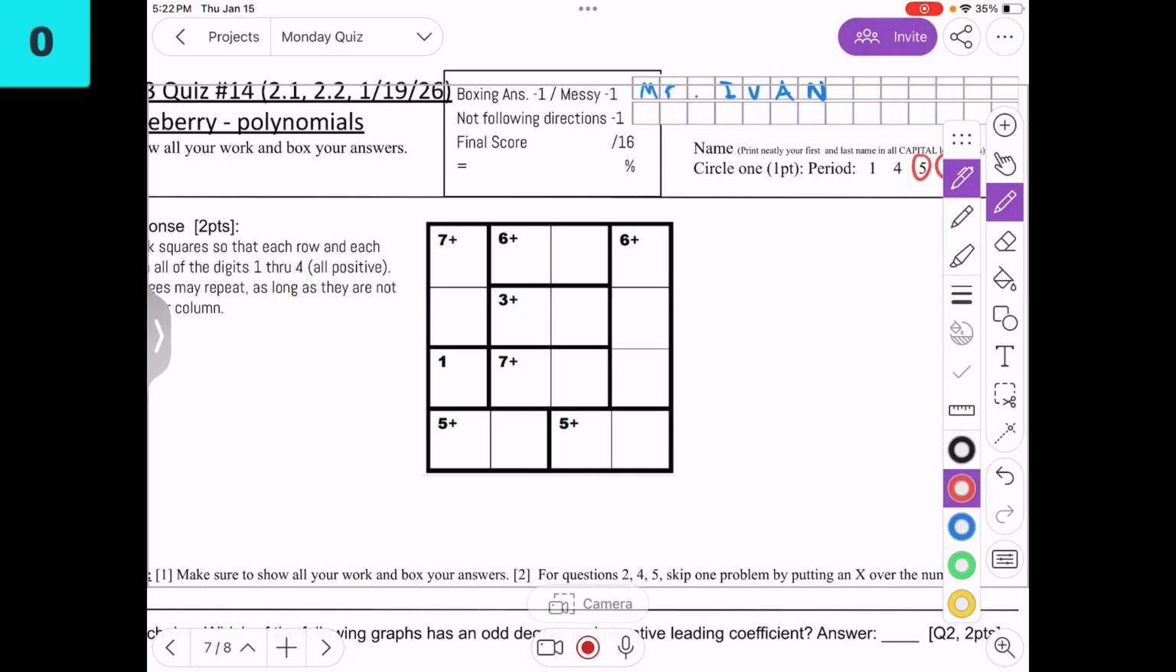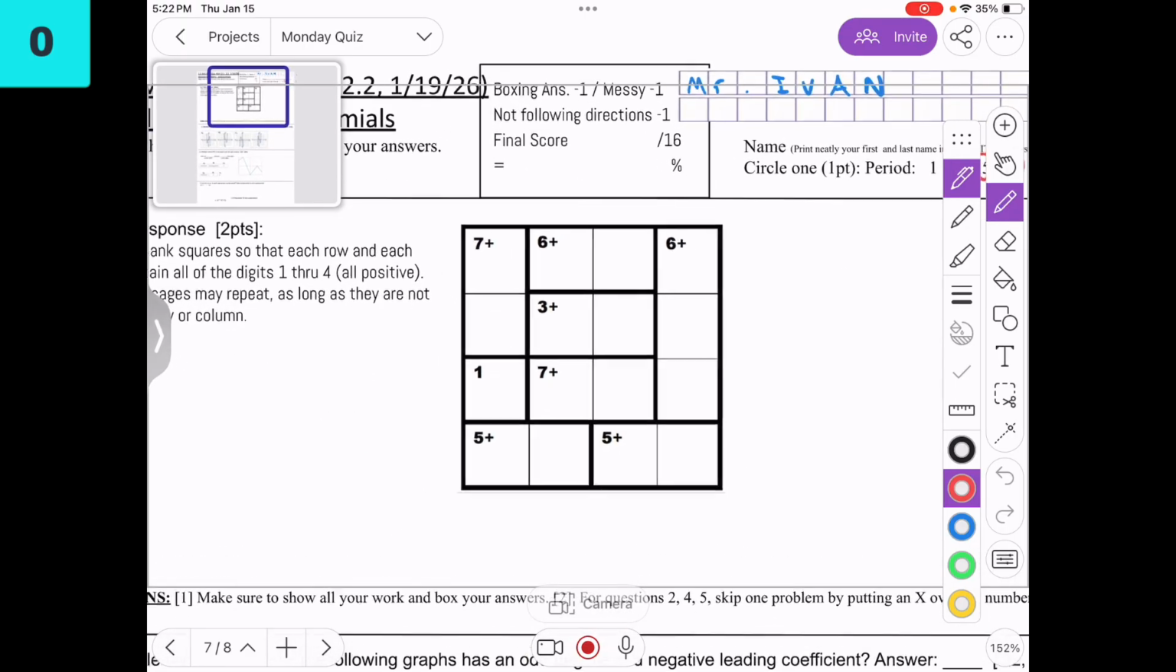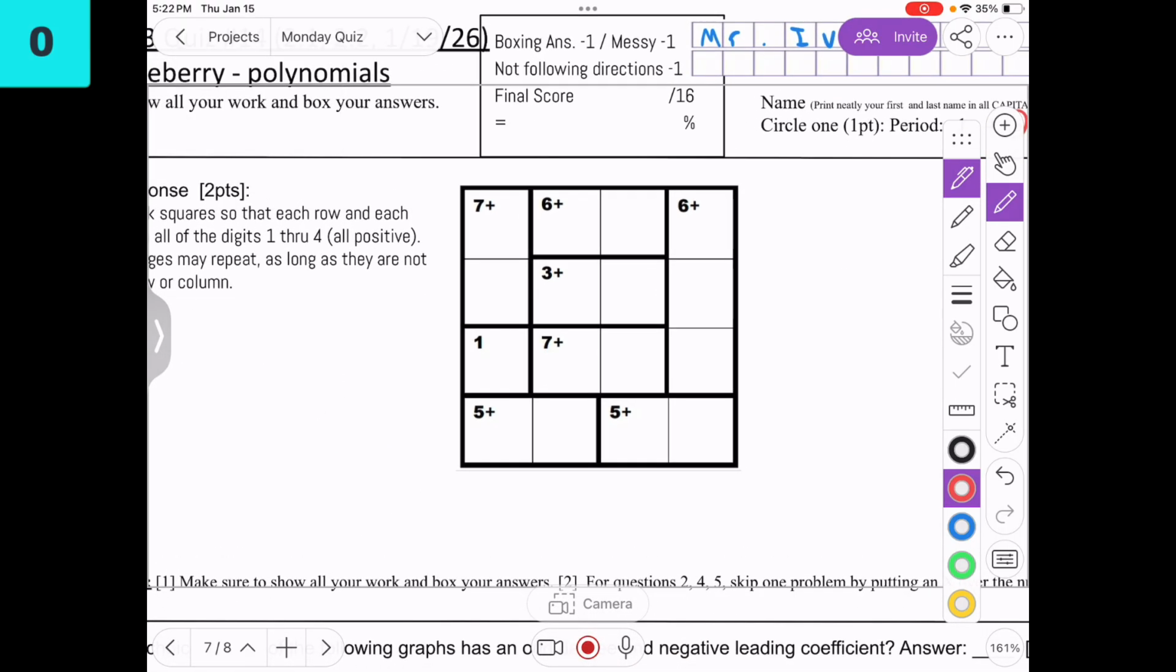Alright, good afternoon class. This is Mr. Ivan and I'm going to be doing the review for Monday's quiz on polynomials. This is for version Blueberry. So, first things first, you get points just by writing your name and your period. And here is the first question, on Kenkens.